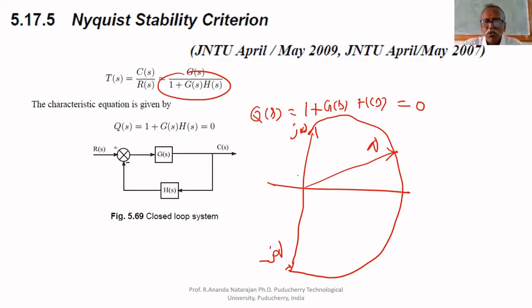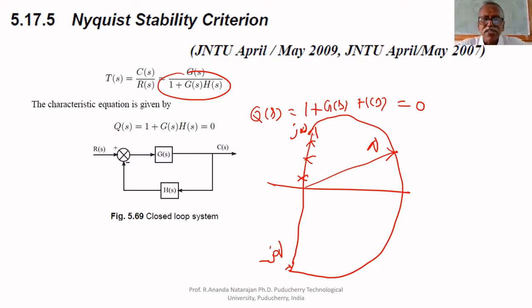All points on the contour are substituted in Q of S. You are doing the mapping. If there are any poles on the right hand side, it will encircle the origin that many times. If it doesn't encircle, it means there are no poles on the right hand side. That's why the system is stable. No poles, no zeros on the right hand side. Therefore, we can say the system is stable.